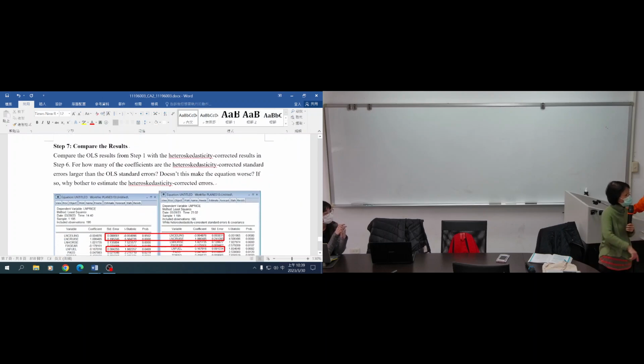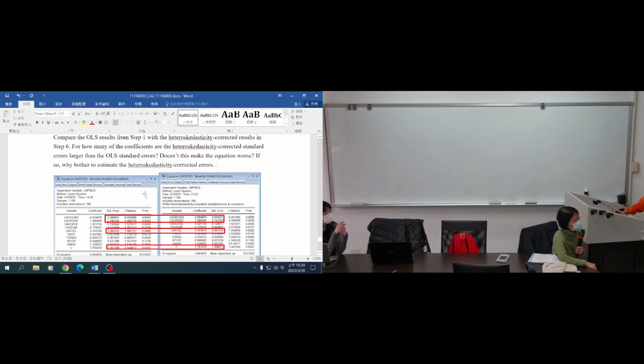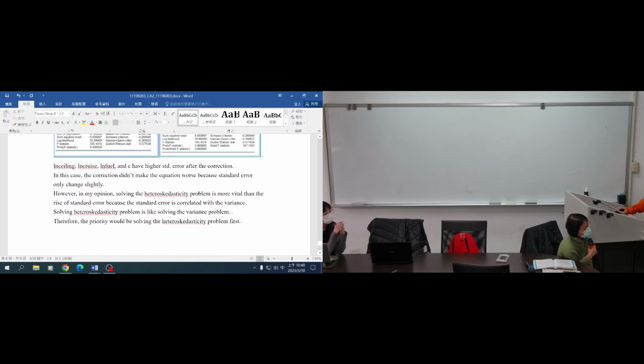You already compared it. Anything you want to say? A little bit more. For beta 1, 2, 5, and the last one, the standard error increases.